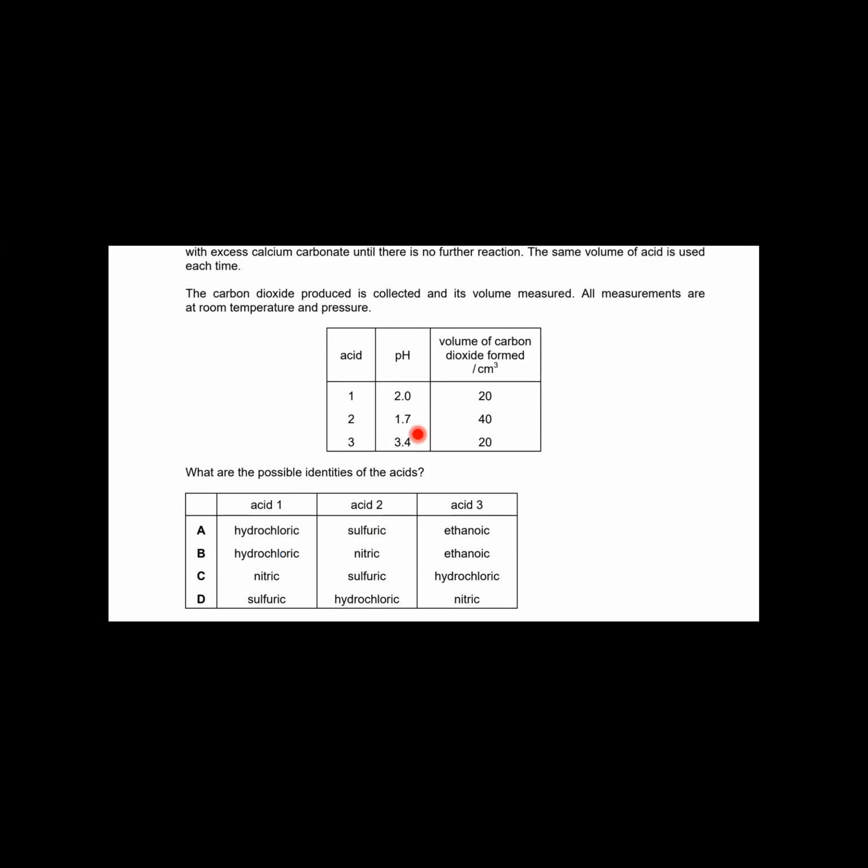1.7. Nitric acid can't be that much of a powerful one because nitric acid only has one hydrogen. Look at this, in nitric acid, only one hydrogen, just like HCl. But if you take sulfuric acid, you have 2 hydrogen ions.